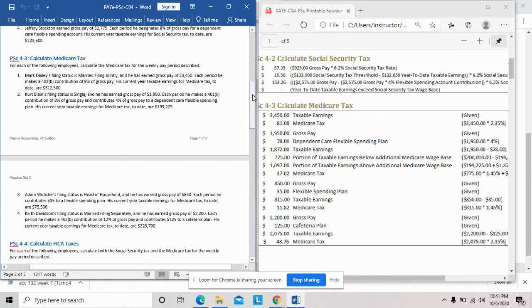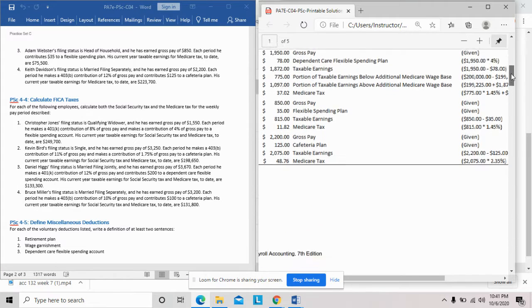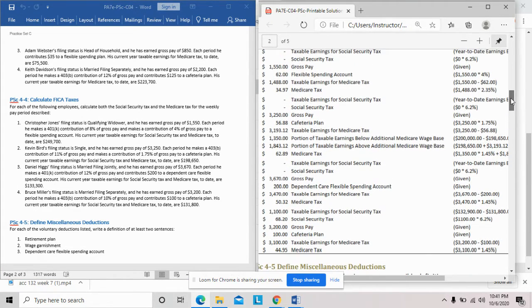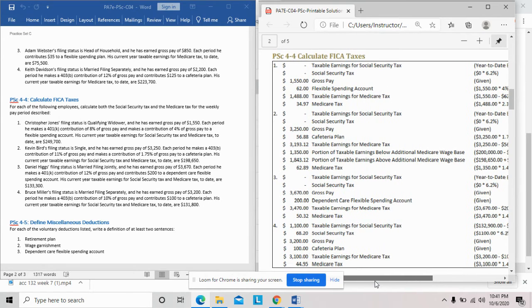Another thing I wanted to cover is the FICA taxes. So if we look here, look at problem 1. There's quite a few things to cover here. Look at problem 1. Christopher Jones, filing status is qualifying widower, gross pay of $1,550. Each period he makes a 401k contribution of 8% and makes a contribution of 4% of gross pay to a flexible spending account. His current year taxable earning for Social Security tax and Medicare tax to date are $249,700.